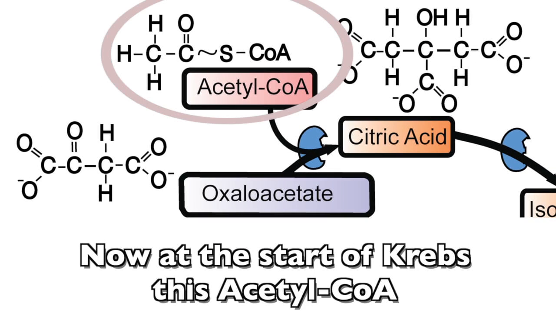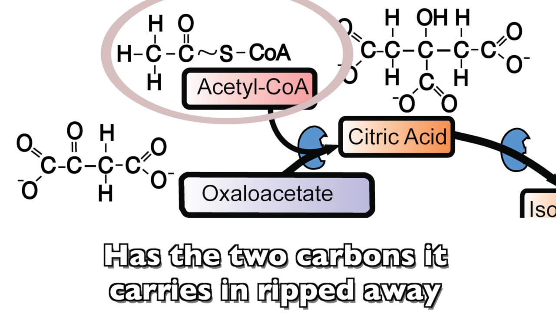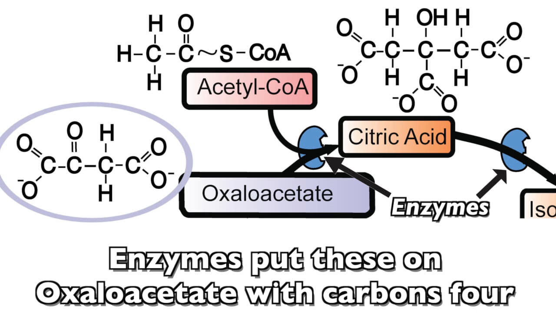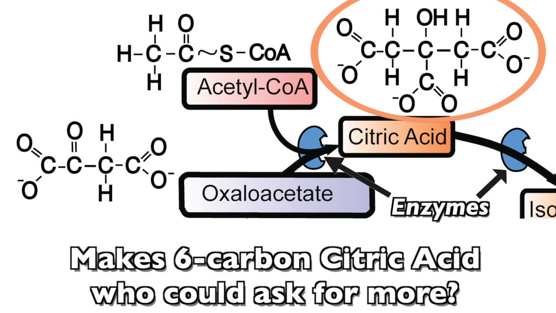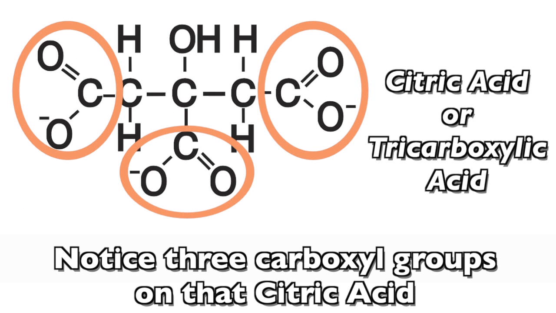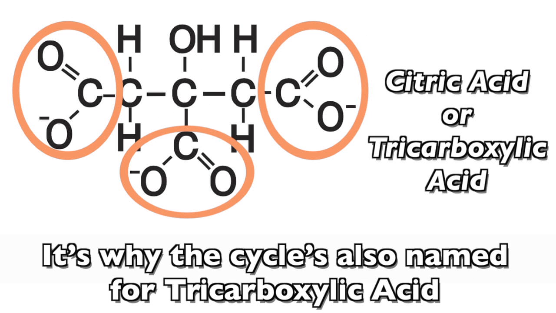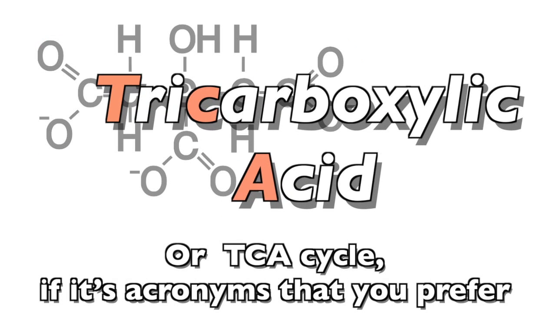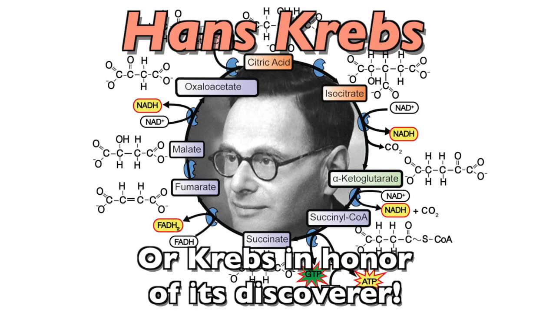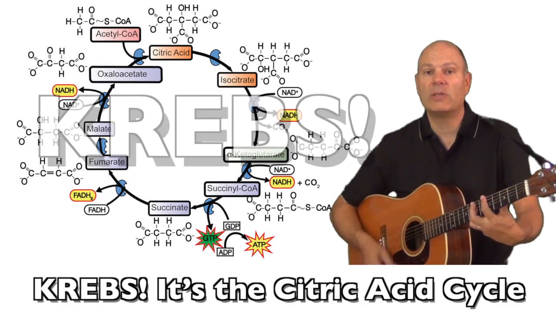Now at the start of Krebs, this acetyl-CoA has the 2 carbons it carries ripped away. Enzymes put these on oxaloacetate with 4 carbons, making 6-carbon citric acid. Who could ask for more? Notice 3 carboxyl groups on the citric acid. That's why the cycle's also named for tricarboxylic acid, or TCA cycle if it's acronyms that you prefer. Krebs in honor of its discoverer, Krebs.